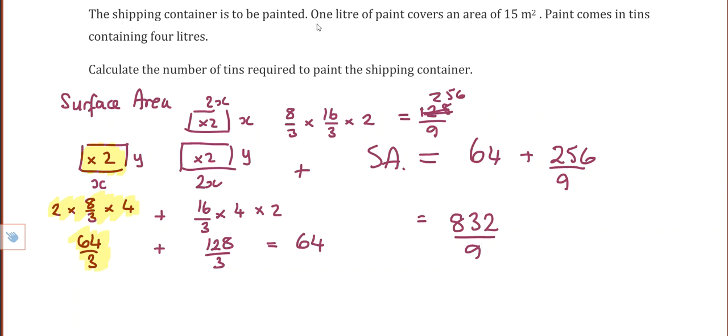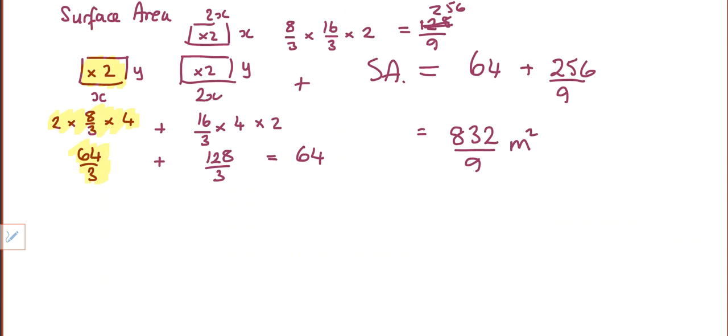Okay. So it says 1 litre of paint covers 15 square metres. So this we have as square metres there. So we need to figure out how many litres of paint we'll need. So does it make sense then to do, we've got 832 over 9 and we divide that by 15, is that what you say? Yeah? Are you all okay with that?